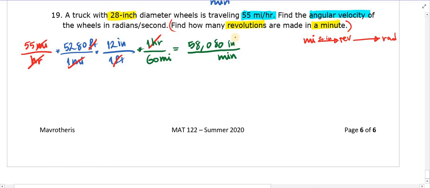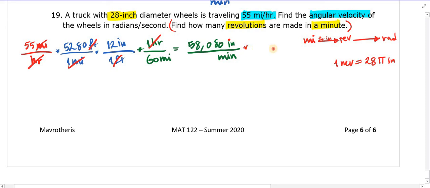So the question here is, how can I remove the inches and switch them to revolutions? The essential question will be, in 1 revolution, how many inches do you have? I know that 1 revolution of the wheel is basically the circumference of the wheel, or the perimeter of the wheel. And that is the diameter times pi. So diameter times pi is 28 pi inches.